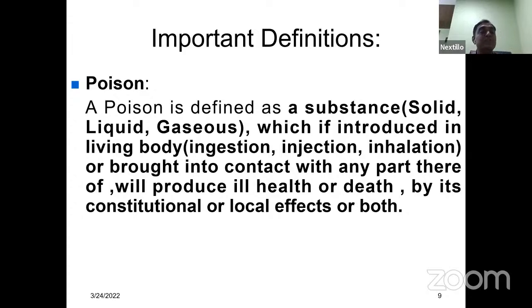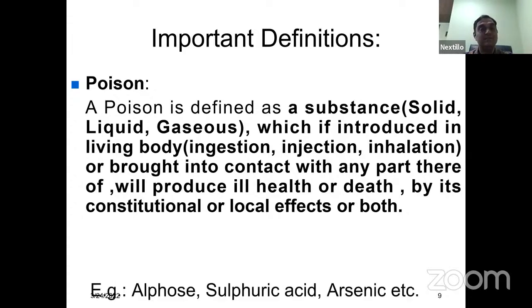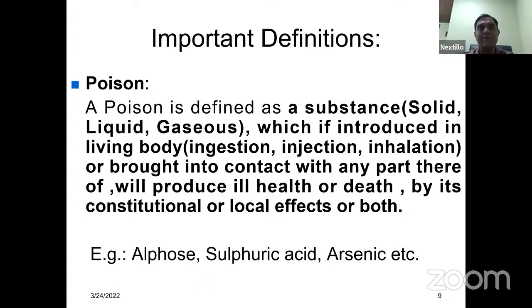So hopefully, dear friends, you got that important definition of poison: a substance which is solid, liquid, or gaseous, which if introduced into the living body by ingestion, injection, inhalation, or brought in contact with any part of it, will produce ill health or death by its constitutional, local, or both effects. Examples: there are many poisons we don't know, like sulfuric acid, arsenic, etc.